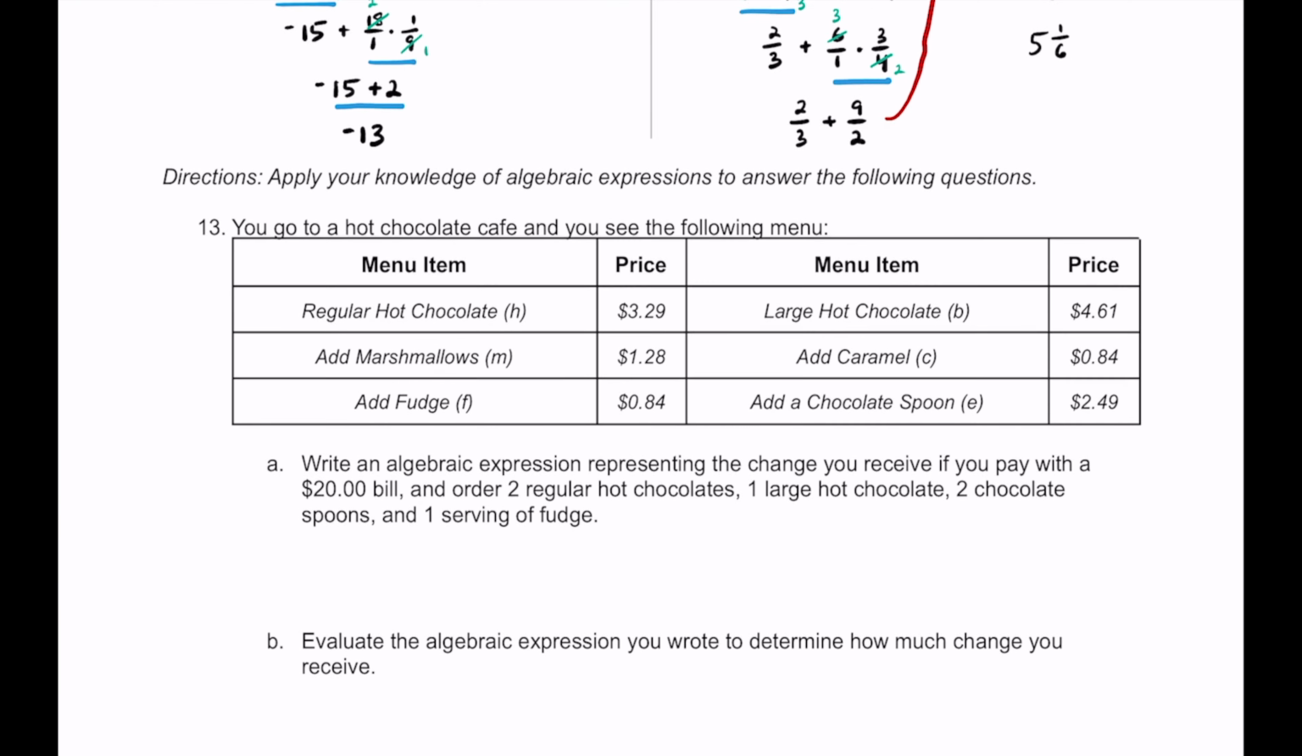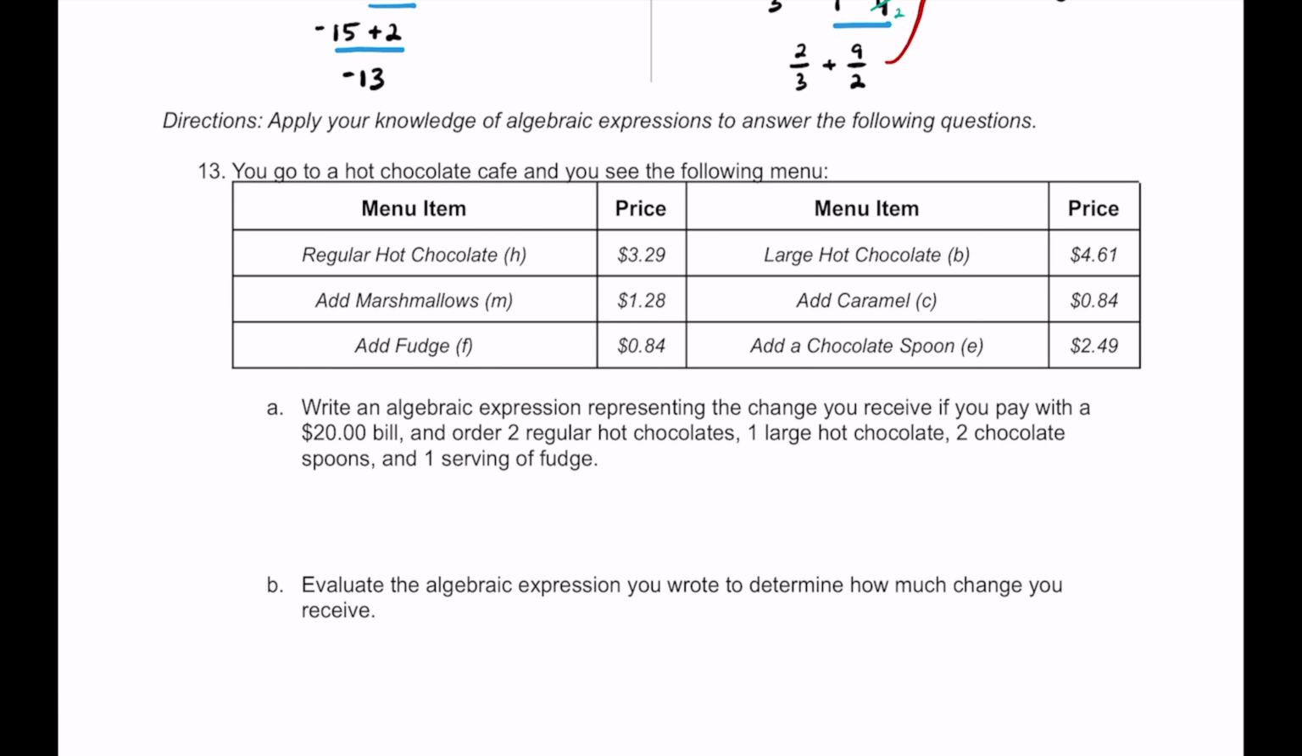Alrighty, here is one final problem. Let's take a look at the directions here. So we're going to now apply our understanding, apply our knowledge of algebraic expressions. So we've just been dealing with algebraic expressions, and let's answer these following questions. So it looks like we are going to a hot chocolate cafe, and we're going to go ahead and take a look at the following menu.